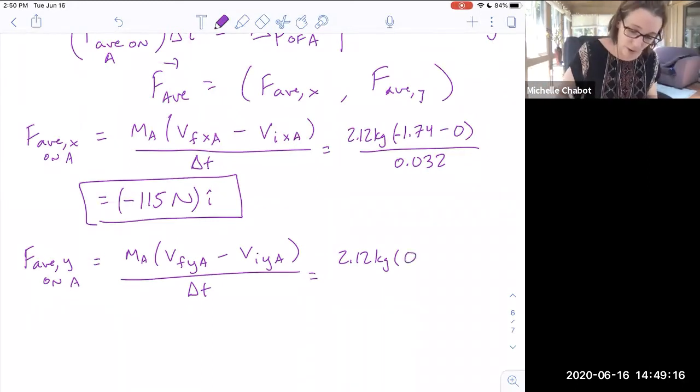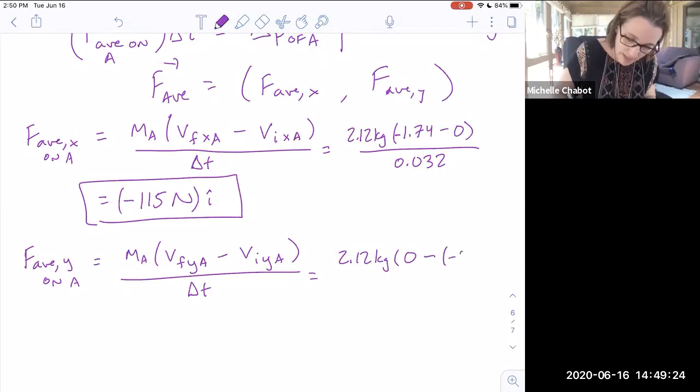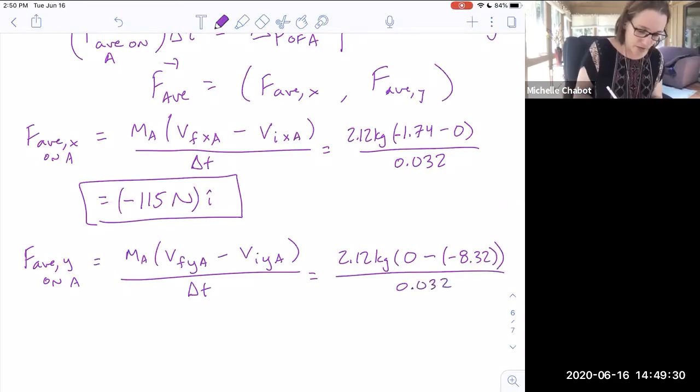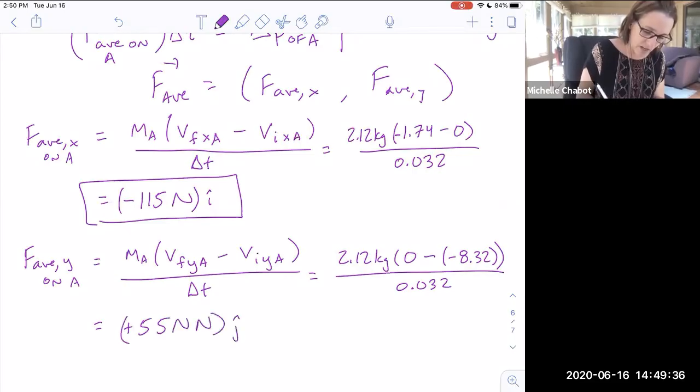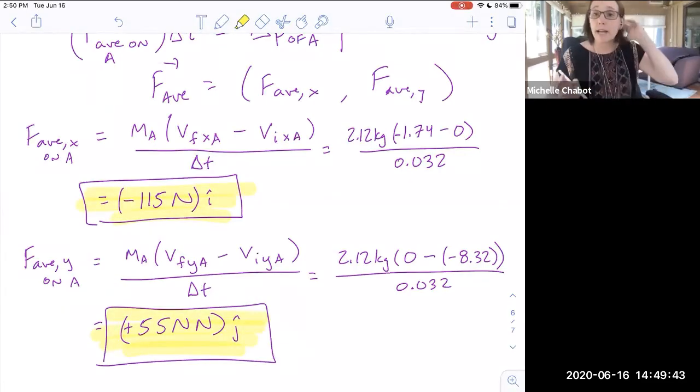So just 0, and then minus, it was initially headed straight down with a speed of 8.32. So be careful with your minus sign. So minus a negative 8.32 all over 0.032. You solve this and you get positive 551 newtons in the J hat direction. Those two combine and give me my average force on object A.